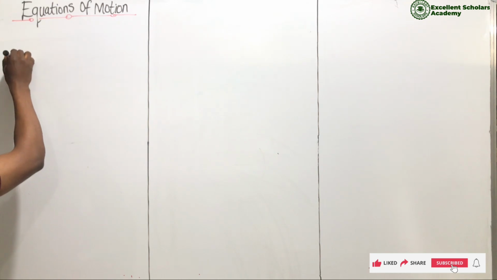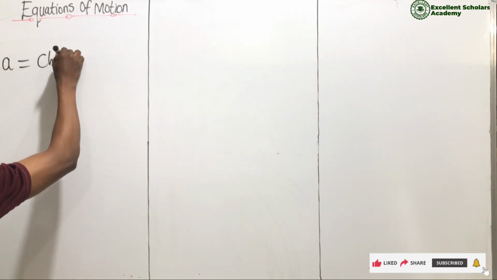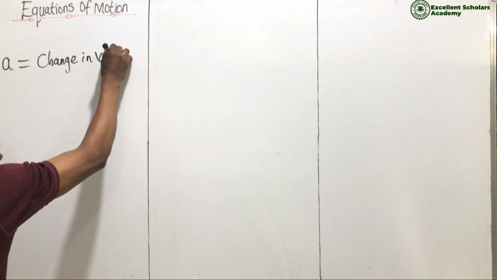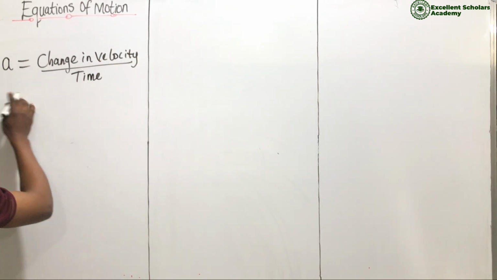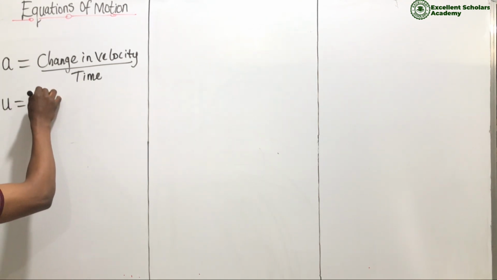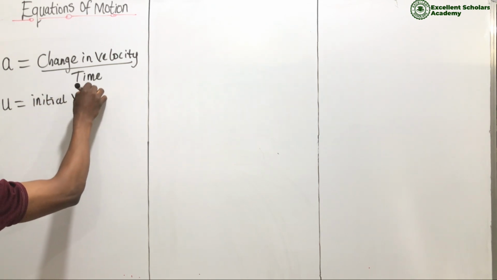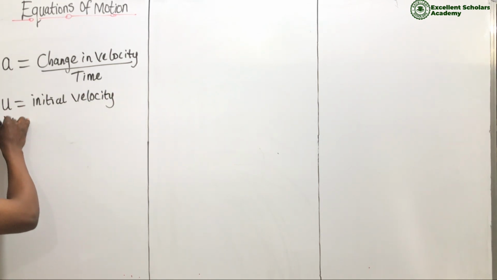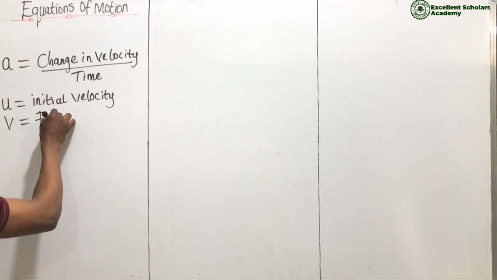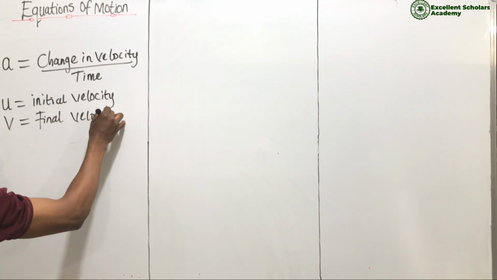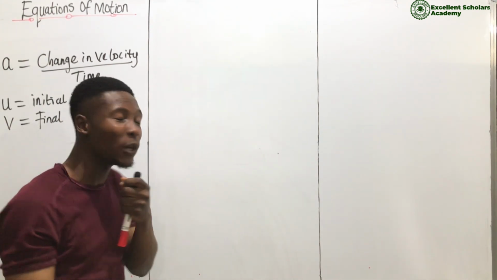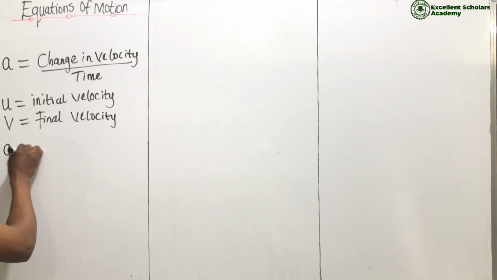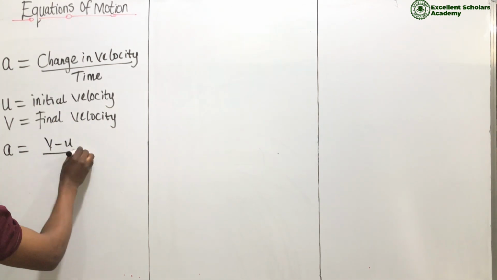Now you know that acceleration a is change in velocity over time. Of course, we have two velocities. We have initial velocity u, which is the initial velocity of a body, and final velocity v. When we say a change in velocity, we're talking about the difference between the final velocity and the initial velocity. So acceleration a is going to be v minus u over t.